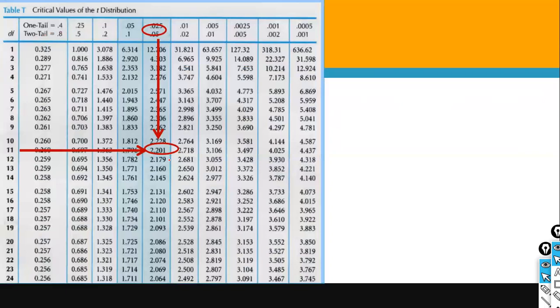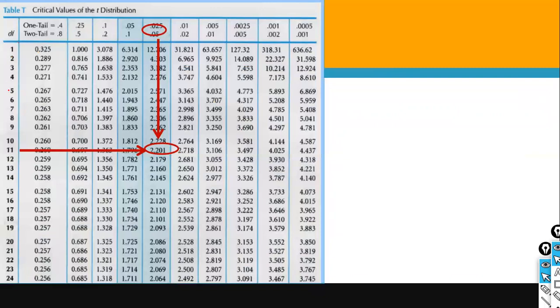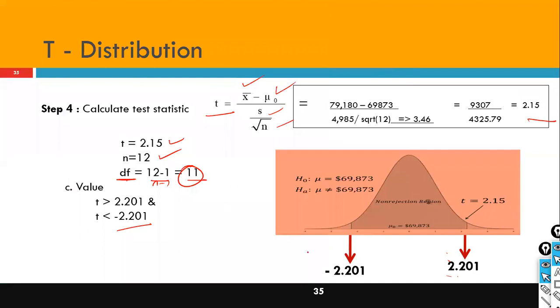So here, what was the degrees of freedom? 11, right? Total samples is 12, and 12 minus 1 is 11. So on the left side, you can see 11. And what is the alpha value? We have considered 0.05. Where it intersects, these two values, 2.201. If it is a left tail test, minus 2.201. If it is a right tail test, 2.201. This is the critical value.